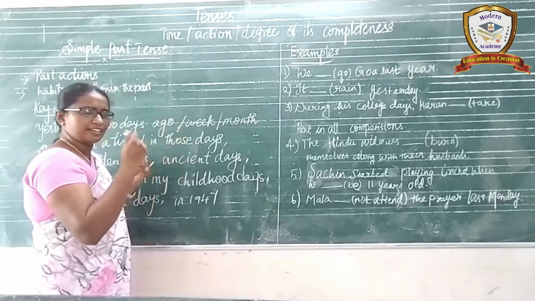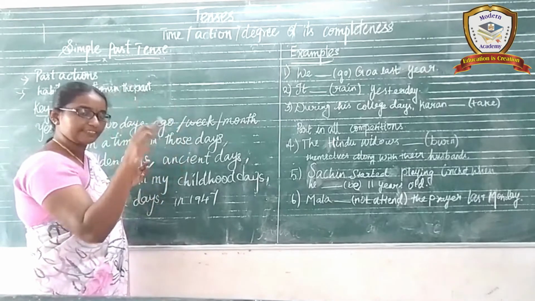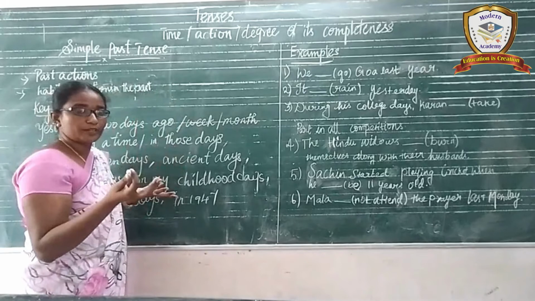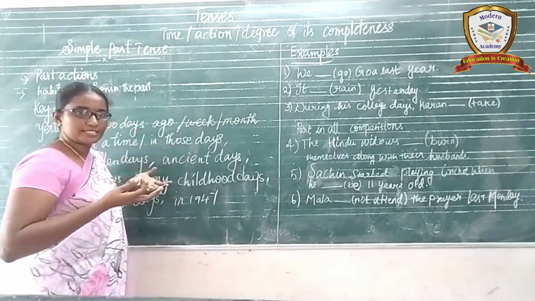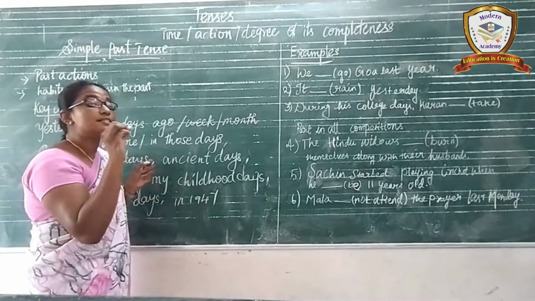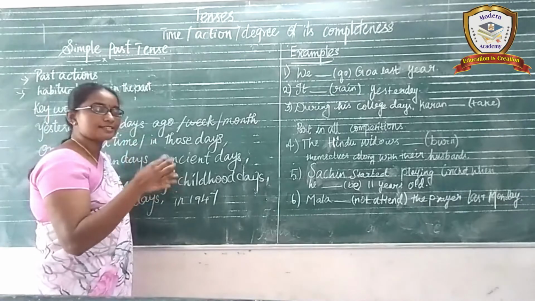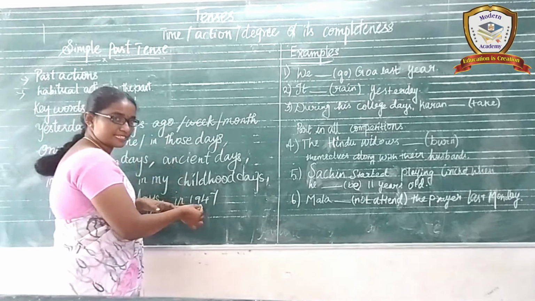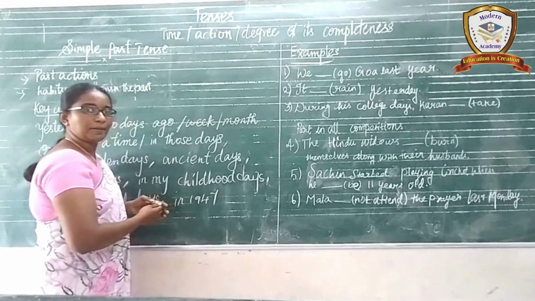In 1947, that is, India dash where we got freedom. There is no clue word, but India got freedom in 1947, you know. There is no clue word, but the sentence indicates the past action, so you use the simple past tense: in 1947, on my birthday.